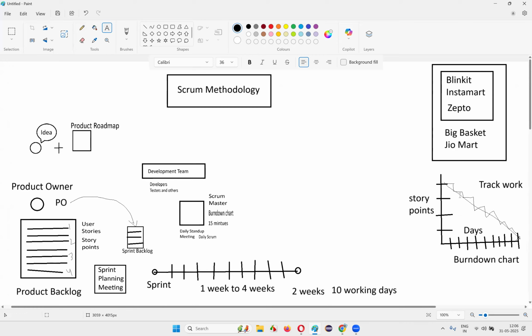What is a burn up chart? You are asking me. Okay, don't worry about the burn up chart. Burn down chart is the major one. A lot of things are there. We'll take them as additional topics later. But for now, let's go with the flow. Let's not deviate. A lot of other charts are there. We'll see that later.